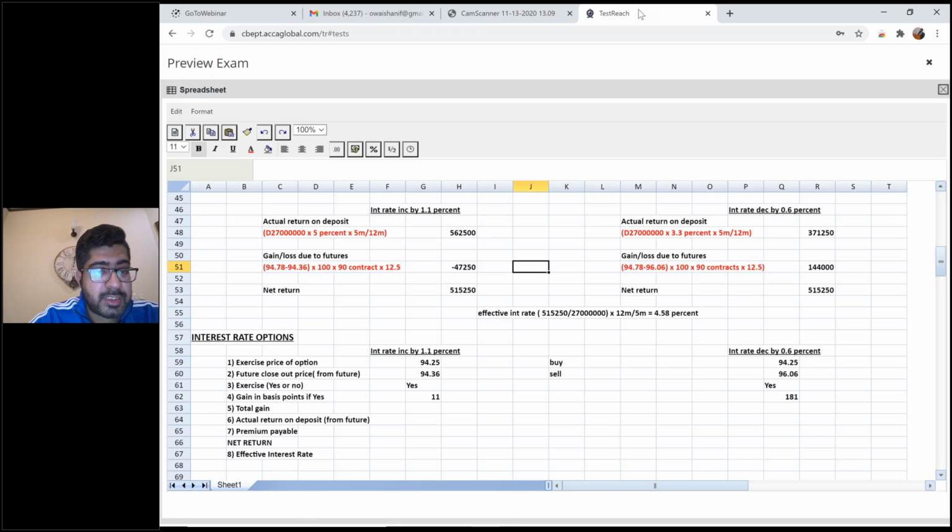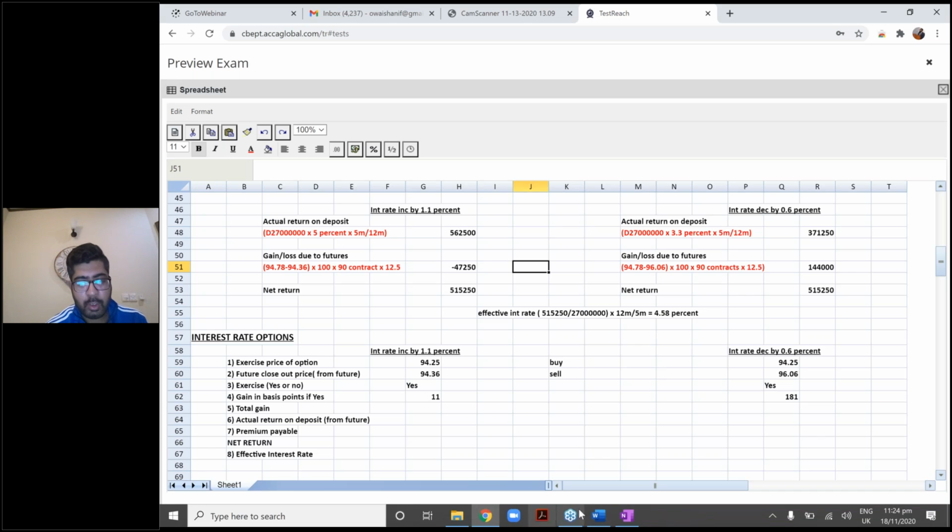Futures closeout price from futures. Increase case was 94.36. Decrease case was 96.06. The strategy is buy now, sell later. Buy at 94.25, sell at a higher price in both cases. Gain in basis points: one is 0.11%, so 11 basis points. The other is 1.81%, so 181 basis points.